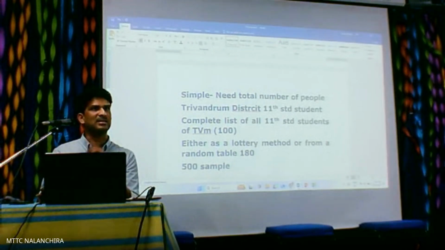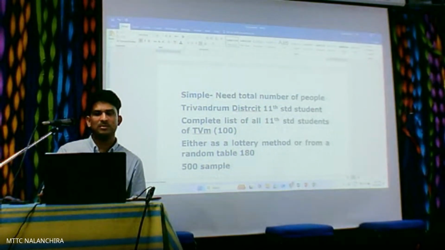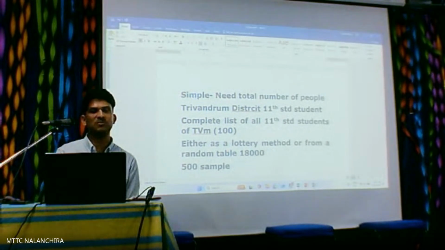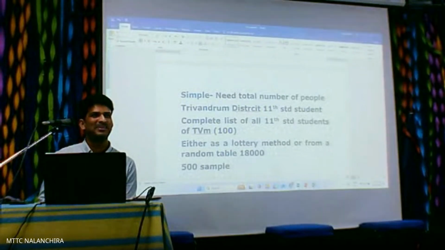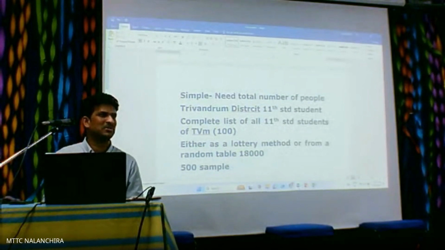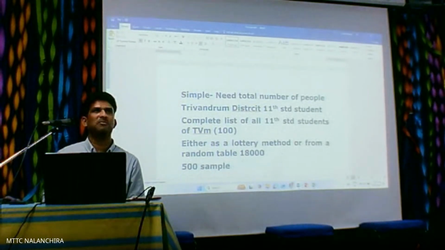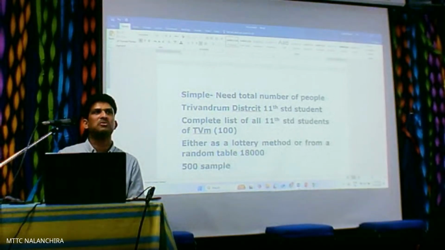There are 3 classes: commerce, art humanities, and science. So this 18,000 will be your sample. You need a complete list of people. Or in a ball, in this box, you need all the 18,000. They have to list out one by one, school wise. Then 500 samples out of this 18,000.